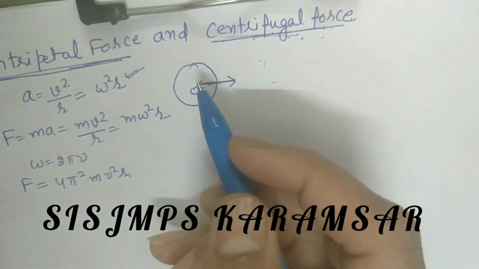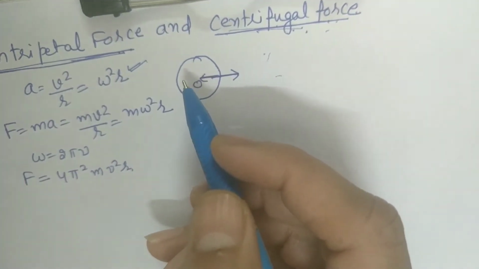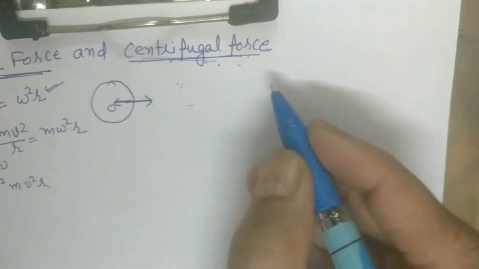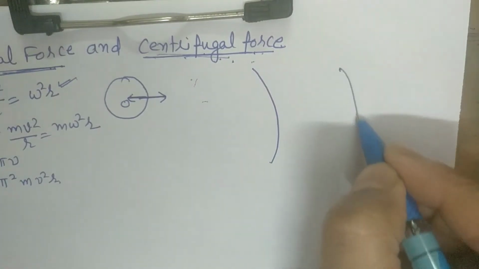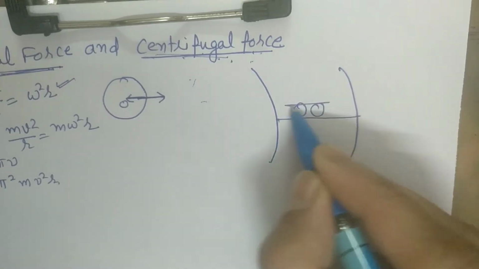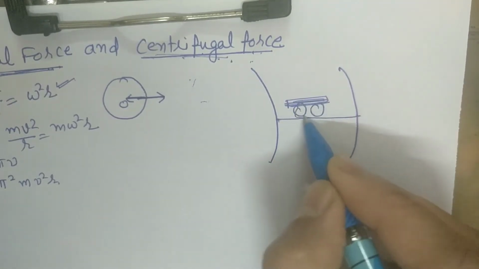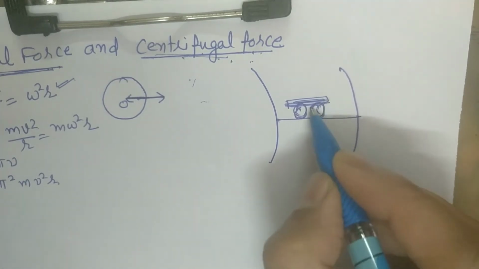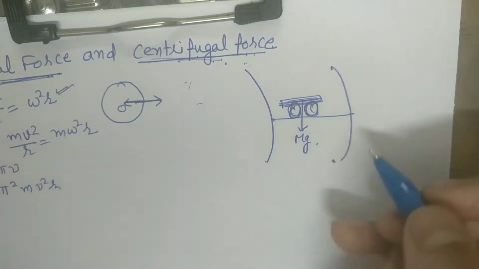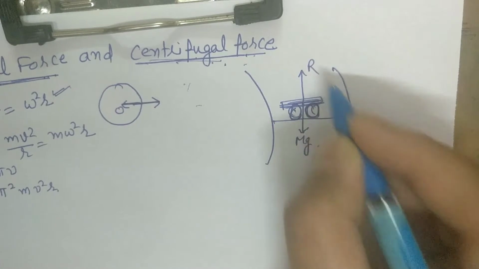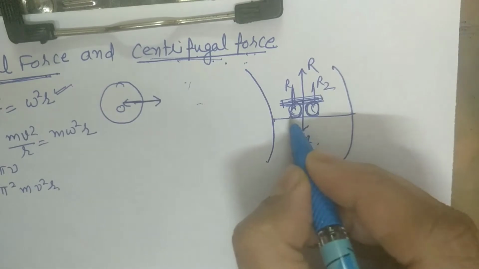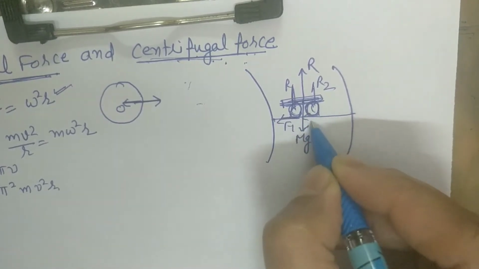So we have many examples of circular motion, and to explain them, first we take a vehicle taking a turn on a level road. If we consider this is a level road and the vehicle has to turn there, its wheels touch the ground, so its weight is mg downward, and the normal reaction R is balanced by these R1 and R2 on the wheels, and there are forces of friction F1 and F2.